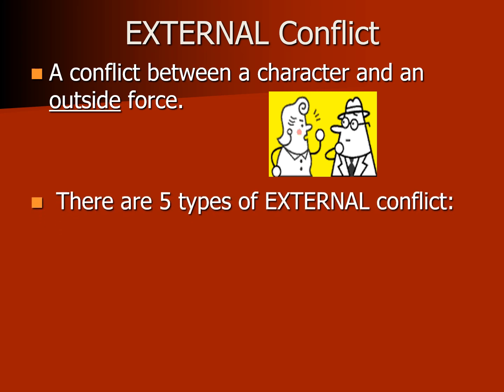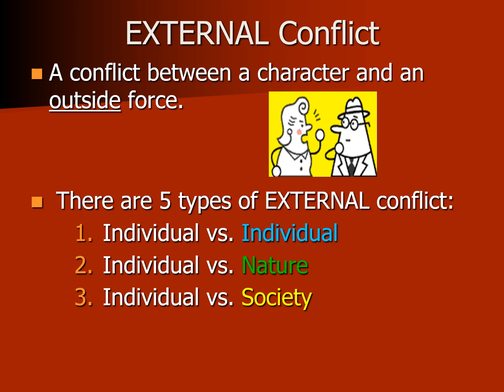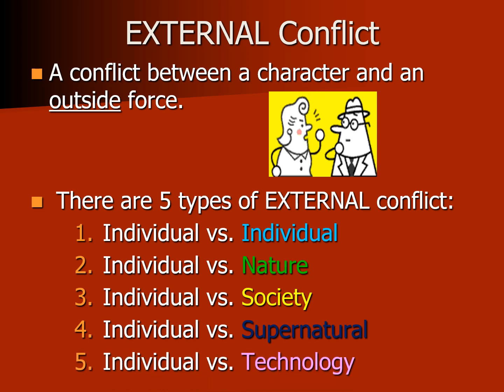There are 5 main external conflicts that we want to be familiar with. The first type of external conflict can be described as an individual versus individual conflict. The second type is described as individual versus nature. The third is described as individual versus society. The fourth is described as individual versus the supernatural. And the fifth and final type of external conflict is described as individual versus technology.